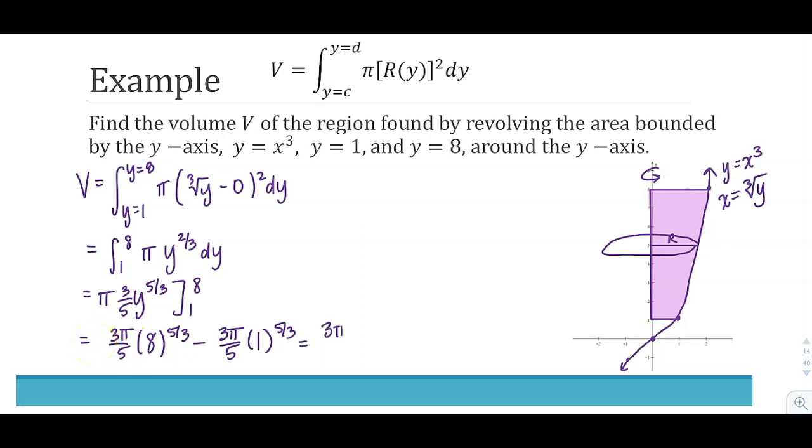So we're looking at 3 pi over 5 times 32 minus just 3 pi over 5, because 1 to any real number is just 1. So here I'm going to have 96 pi minus 3 pi. That's 93 pi over 5. And again, this is a volume, so we'd have units cubed.